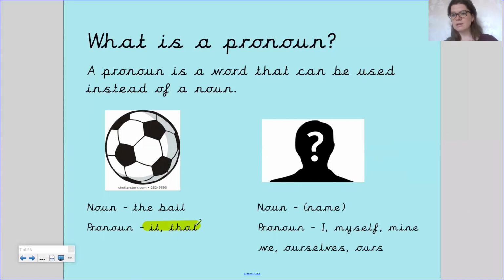And when we talk about ourselves, the noun would be our name, but we can replace our name with the word I, myself, or mine. And if we're talking about ourselves in a group, we could say we, ourselves, or ours. Okay?